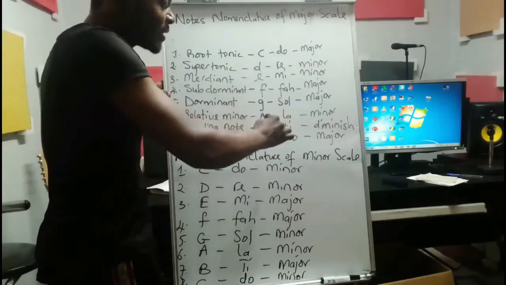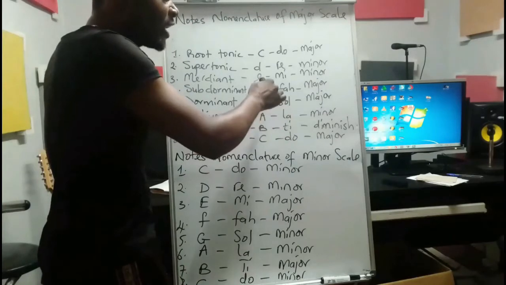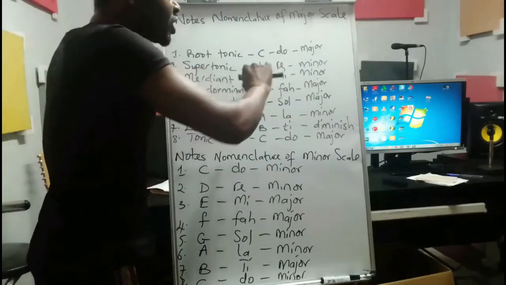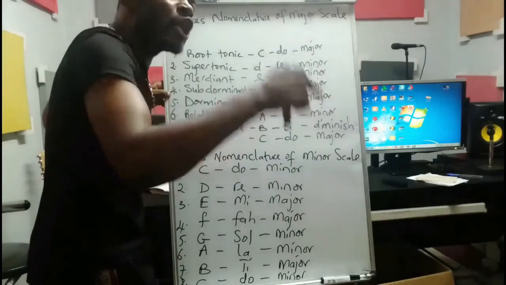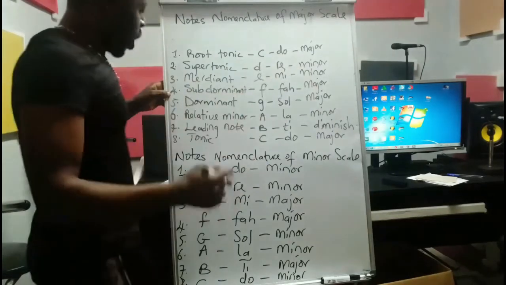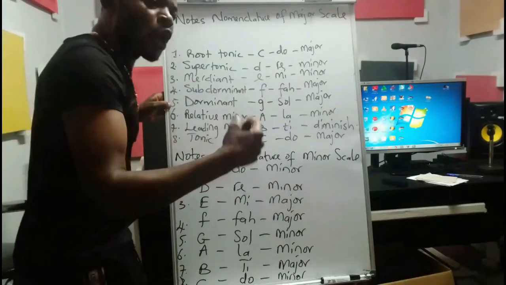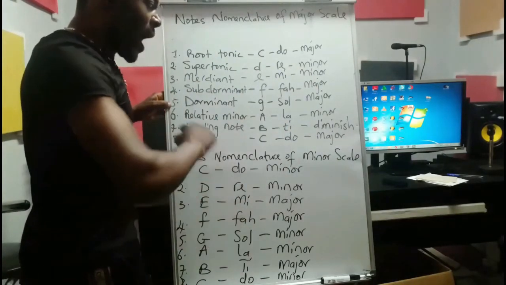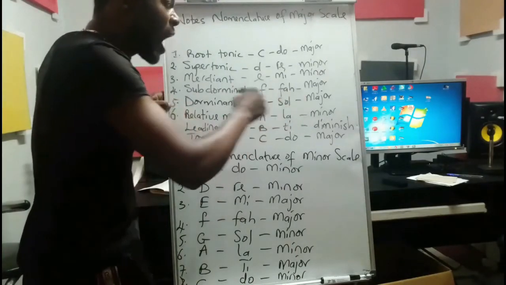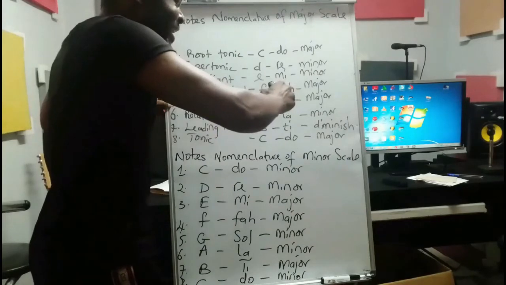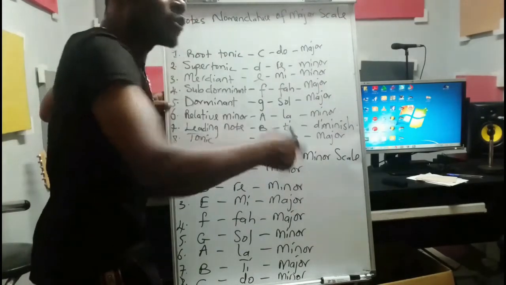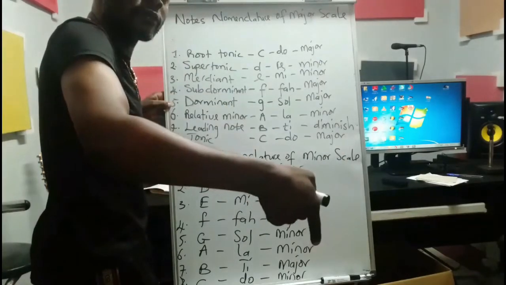The subdominant, another name is F. Another name for F is fa. And when you are in a major key, the fourth is a major chord. The fourth is a major chord. All right. The fifth, we call it the dominant. And another name is G. Another name for G is sol. And when you are in a major key, the fifth note is a major chord.